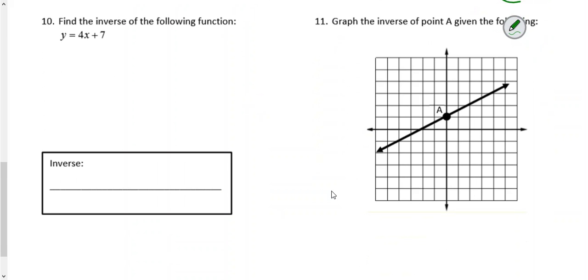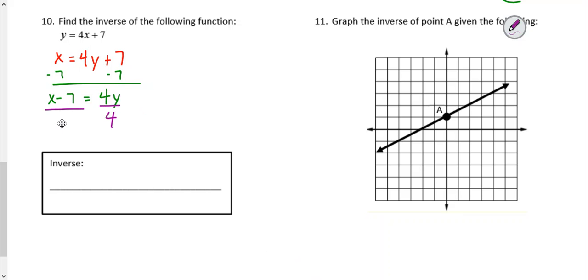Okay, number 10, find the inverse of the following function. So remember, with inverse, the first step is always to switch your x and y. So we'll say x equals 4y plus 7. Then we have to get y by itself. So I'm going to start by subtracting 7. X minus 7 are not like terms, so we just keep it as x minus 7 equals 4y. Divide everybody by 4. So you're left with x minus 7 over 4 equals y. That would be my inverse.